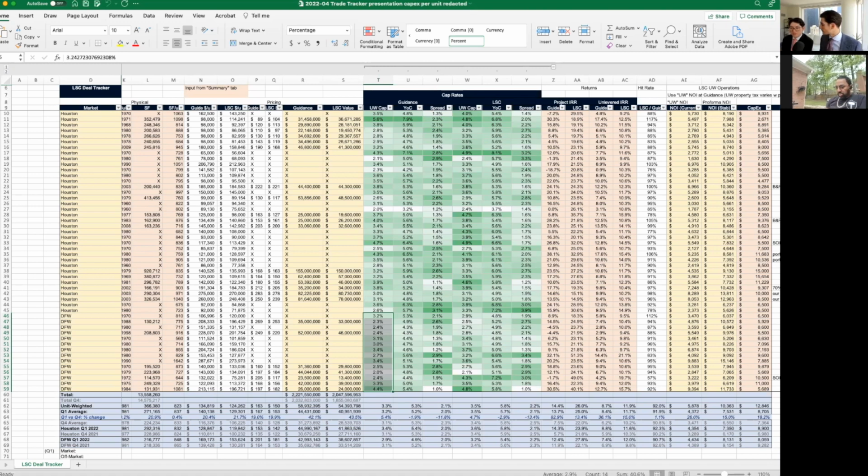Right. I mean, it could also signal a perception of lower risk in Dallas. I don't know, or maybe higher growth prospects.